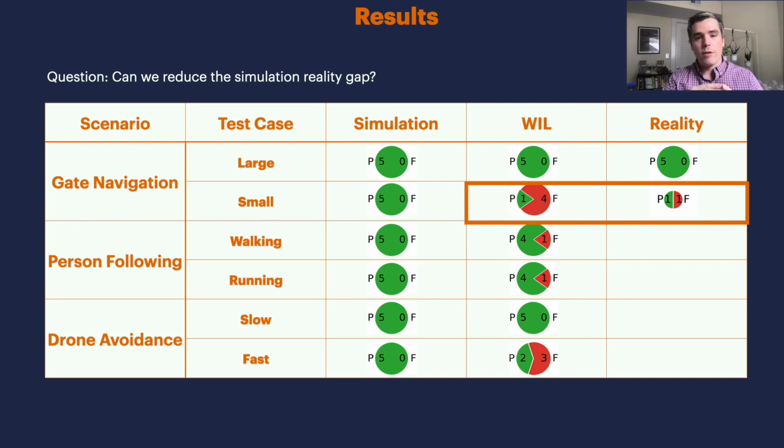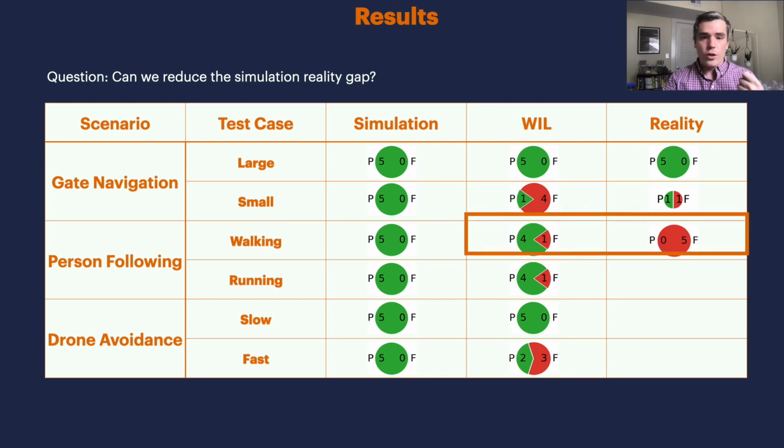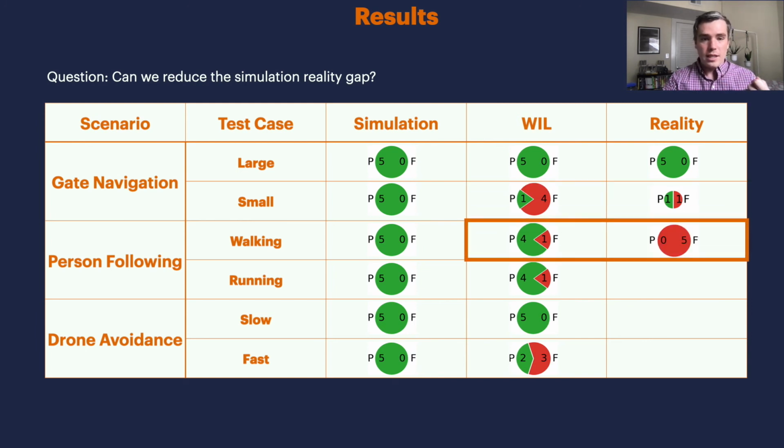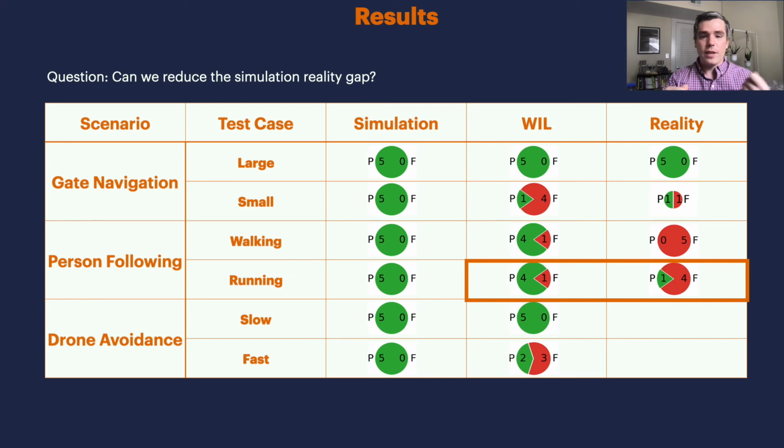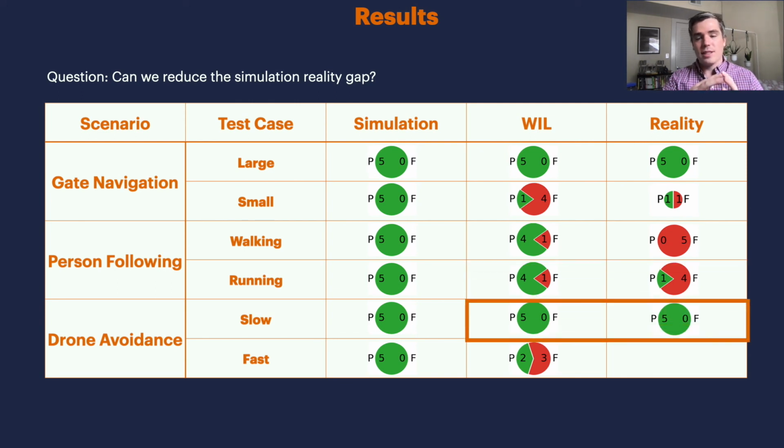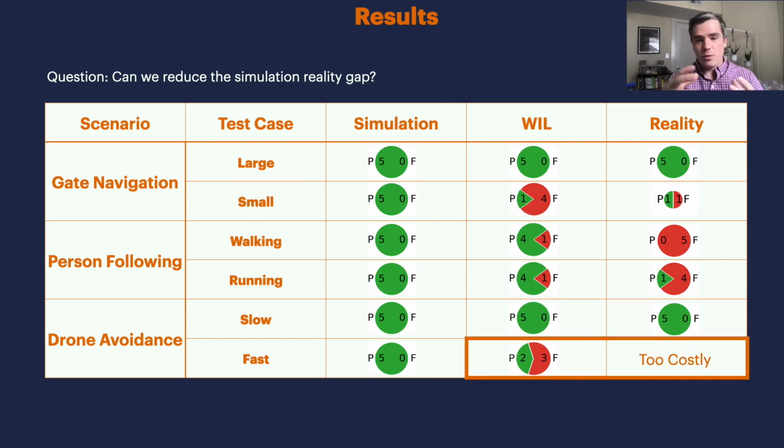stopped. We found similar results for the person following, that in both cases, world in the loop detected failures, and these failures were present in the real world even though they were not detected by pure simulation. And then finally, we found that the drone could successfully avoid an incoming drone moving slowly in the real world. However, due to the cost of failure, which in this case would be 2 destroyed drones, we decided not to run the final experimentation in the real world.